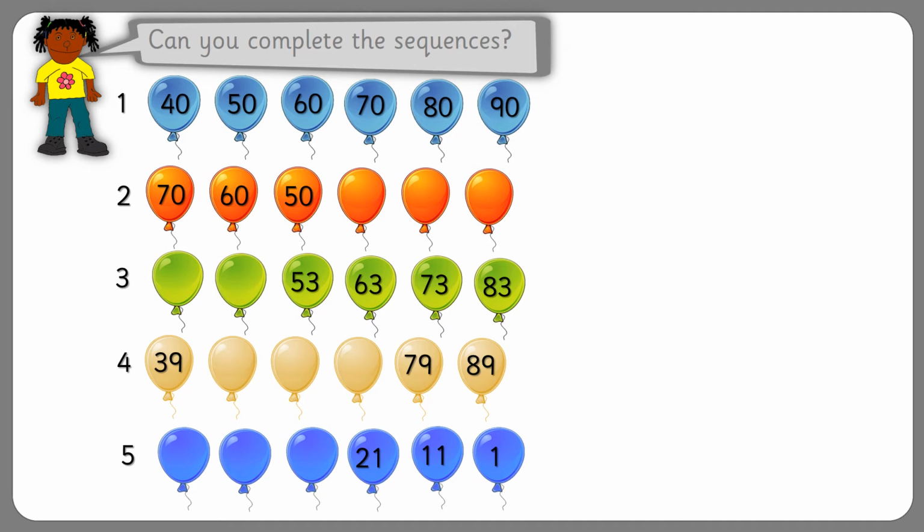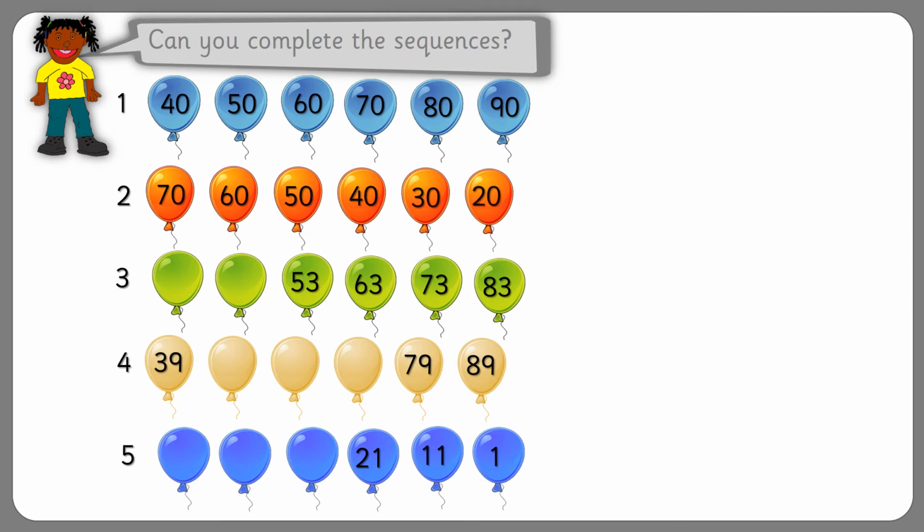On to number 2 on the orange balloons. We've got 70, 60, 50, so the numbers are getting smaller by 10 each time. We're counting backwards in tens. So the next number after 50 will be 40, 30, 20.